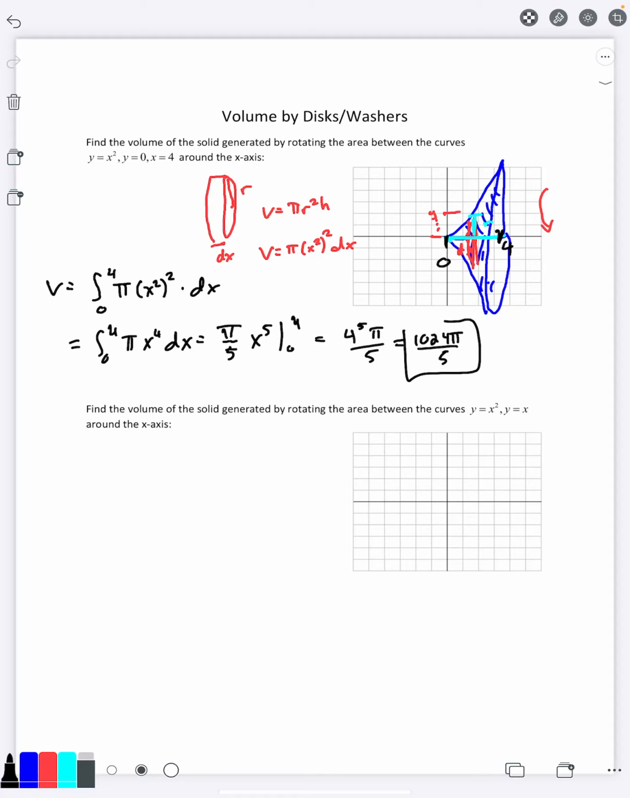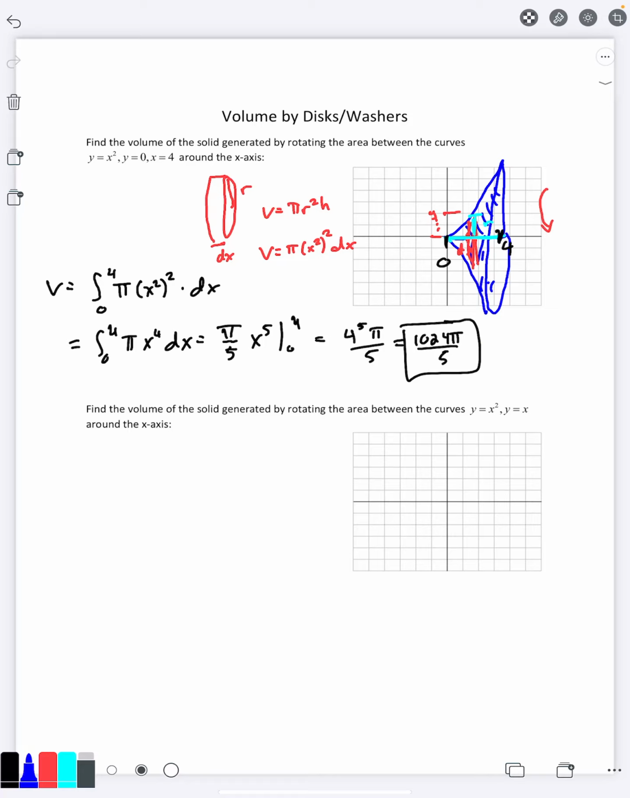So in general, when you're rotating around the x-axis, the r value is really going to be the function value there. And then you go ahead and do pi r squared, and then the width is always dx in these problems. And then you get your answer. So that's how you find the volume of a rotation here.